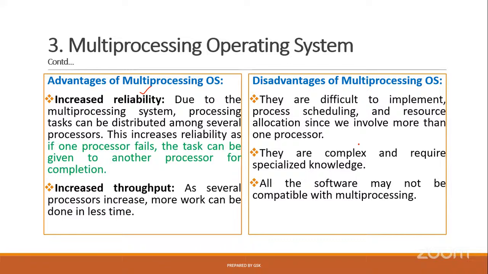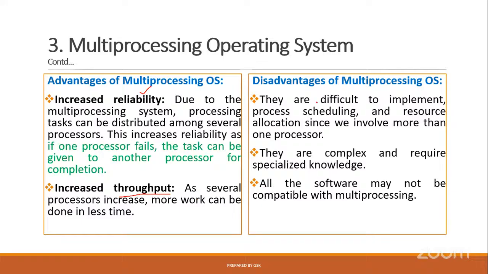Next, increased throughput. As I said already, throughput means the number of processes executed by the CPU per unit time. That is called throughput. So we are using multiple processors. Obviously, we can execute multiple programs. The operating system can execute more programs because two or three processors are there. Obviously, the number of programs executed will also increase. That is the meaning of increased throughput.